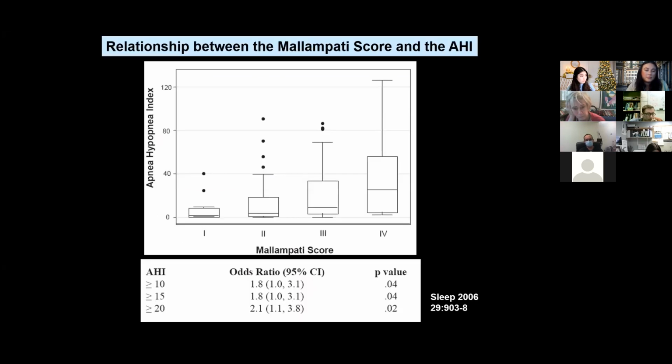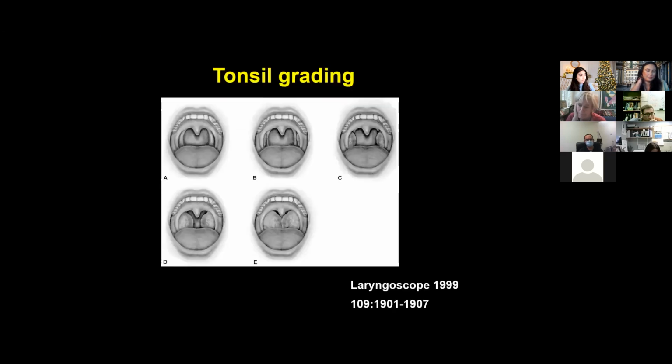But this is looking at the relationship between Mallampati score and AHI. So you can see there's certainly a trend towards more severe apnea with more airway compromise. But again, when you look at the confidence intervals, there's a lot of overlap. This is just tonsillar grading. This is something that an ENT might use when they're looking at the tonsils and deciding whether they need to come out or not.